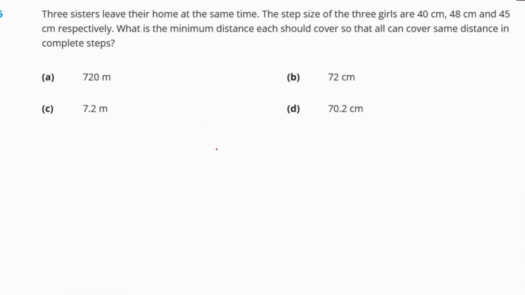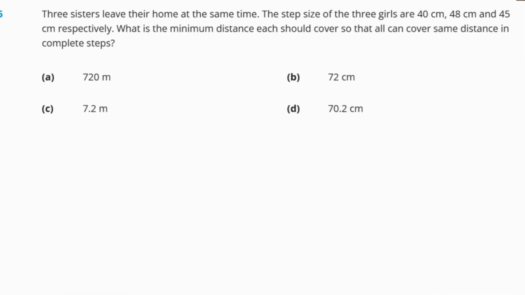Next question. Three sisters leave their home at the same time. The step sizes of the three girls are 40 centimeter, 48 centimeter, and 45 centimeter respectively. What is the minimum distance each should cover so that all can cover the same distance in complete steps? So what is this question asking? Three sisters leave their home at the same time, and the step sizes of the three girls are given as 40, 48, and 45 centimeter respectively. We have to find out the minimum distance each should cover so that all can cover the same distance in complete steps.